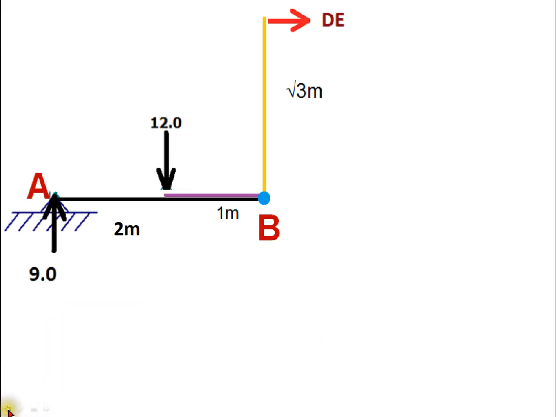What result did we get? So the result will be, let's start with the DE. We've got √3 times DE, so that's a positive moment. Take away 12 times 1, because that's negative. Going around this way is positive, and coming around this way on the other side of the clock face, that's negative. So the clock face is going up here, and this arrow is going up here, so that's going to be a positive moment. So we've got 9 times 2.